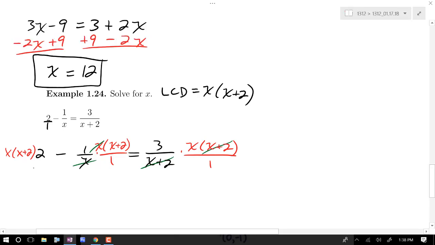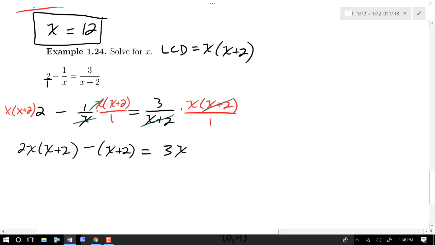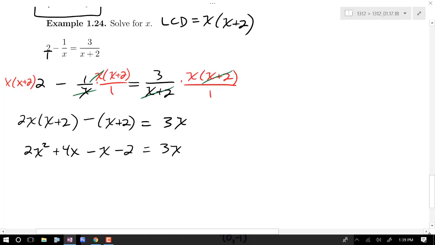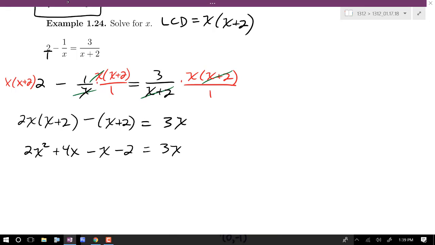So now we have 2x times x plus 2 minus parentheses x plus 2. I'm being really careful about that because we're subtracting that entire x plus 2. We're going to have to distribute that negative sign. On the other side, we just have 3x that we're left with. So we've got 2x squared plus 4x minus x minus 2 equals 3x. Let me get everything on one side.